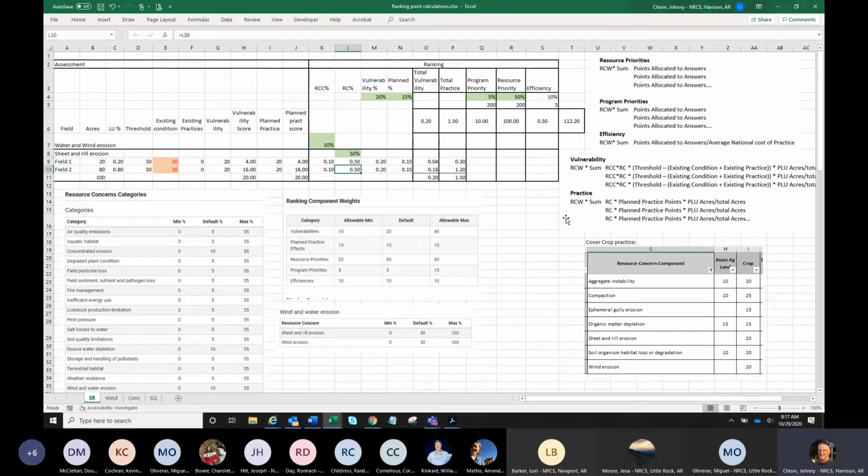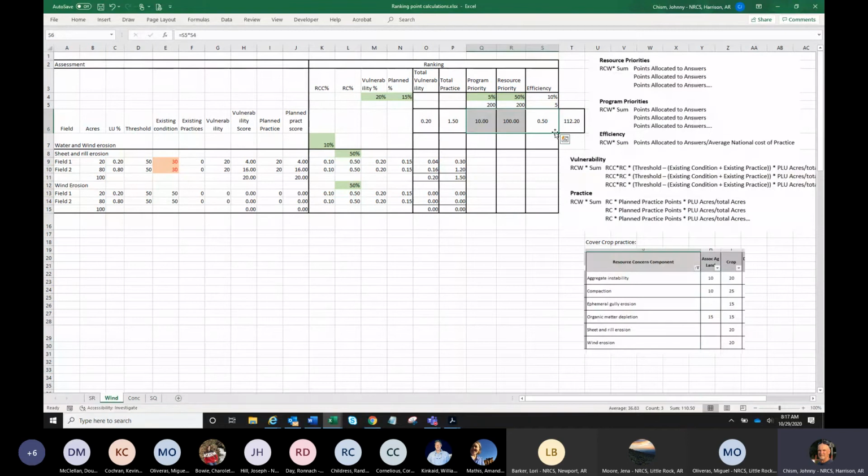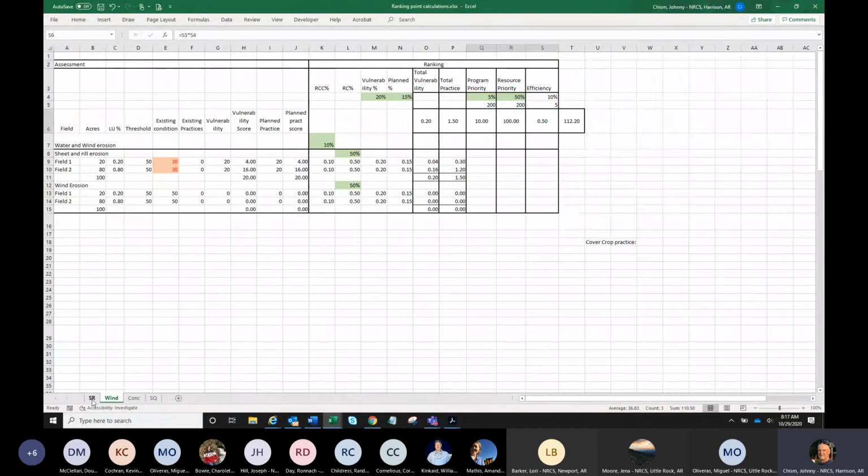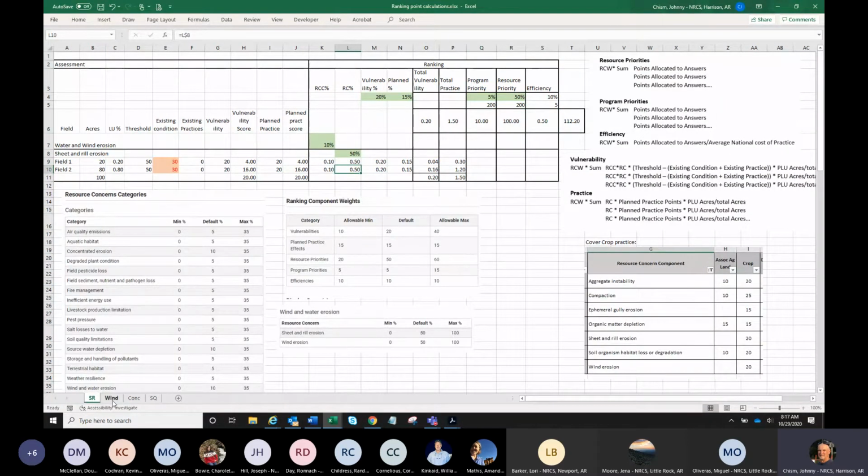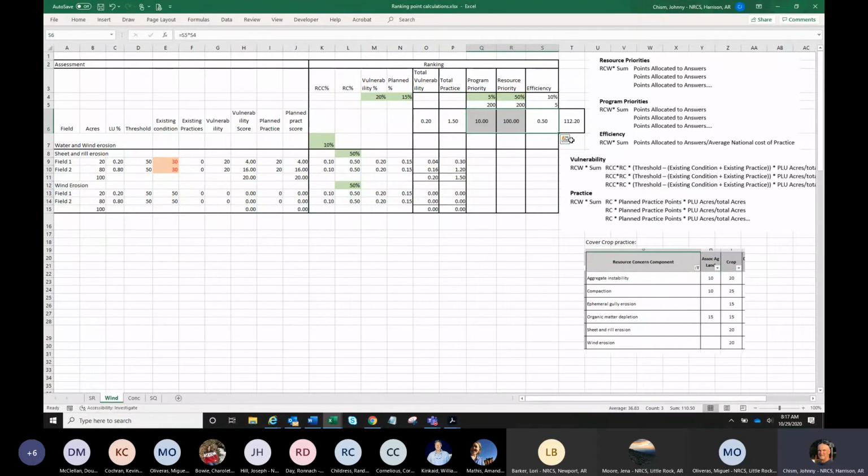All right. Well, in that case, we will move to a little bit more complicated. So we've got this simple assessment where we're assessing one resource concern. But let's say, for instance, the planner also decided to assess wind erosion. So you notice that the sheet and rill erosion, we have 112.2. If we're assessing wind erosion, we also have 112.2 if there is no vulnerability. So this is not vulnerable to wind erosion. There's not a problem there.